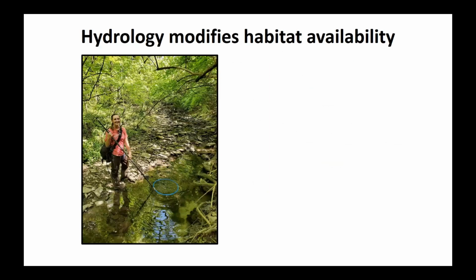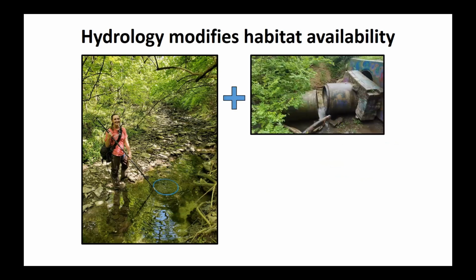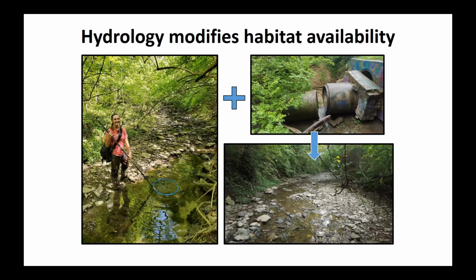I've talked about how hydrology modifies habitat availability. Let's look at Cooper Creek itself. So here's a small headwater stream in Cincinnati. Immediately downstream of this site, a new impervious watershed pours into the stream. And immediately downstream of this, we see the channel basically double in width and become substantially simpler.